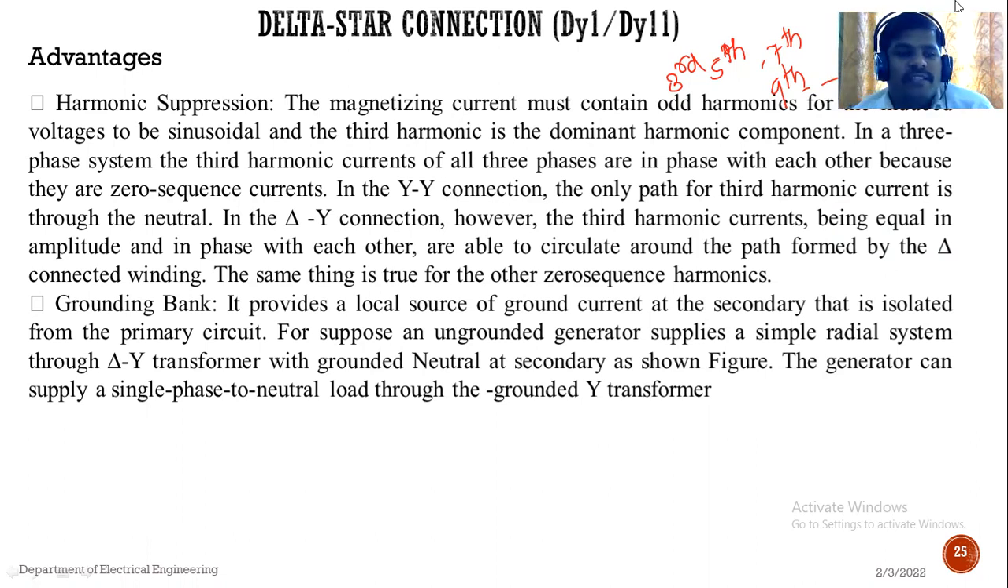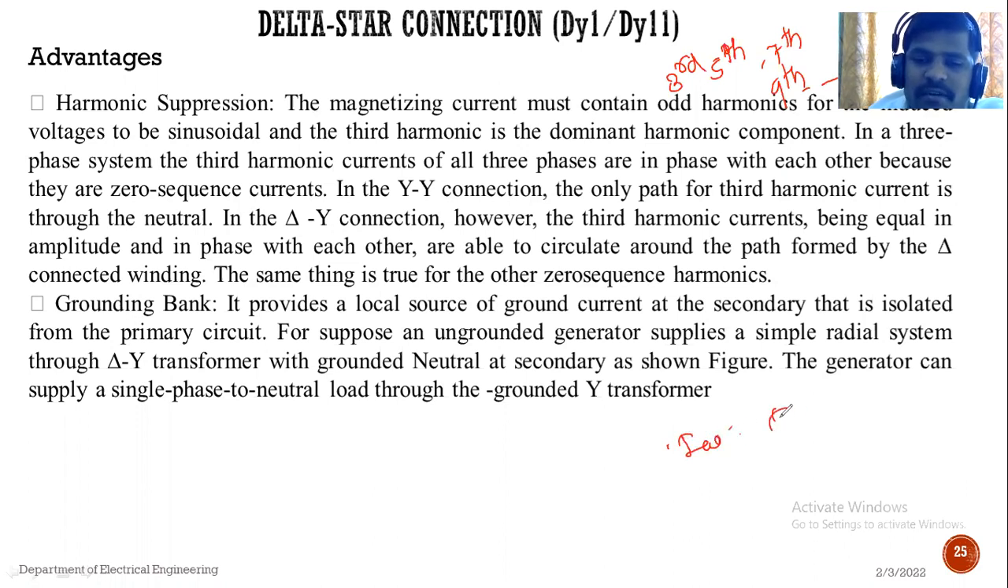In a 3-phase system, the third harmonic currents of all 3 phases are in phase. In a 3-phase system, this third harmonic component, due to magnetizing inrush current or magnetizing current, will be the same in all phases with respect to each other because they are zero sequence currents. Zero sequence current is nothing but we can represent that current as IA0.